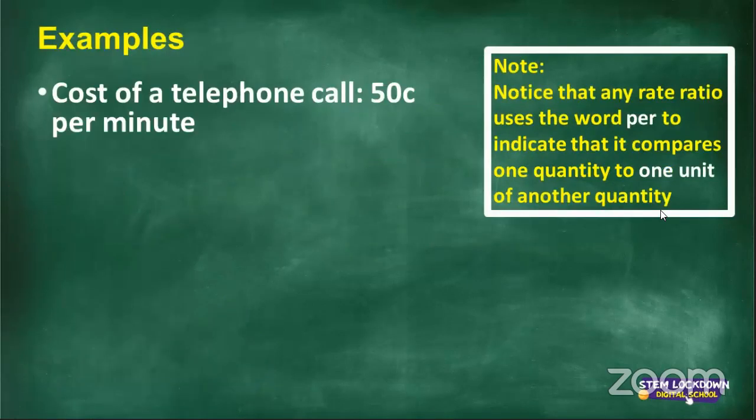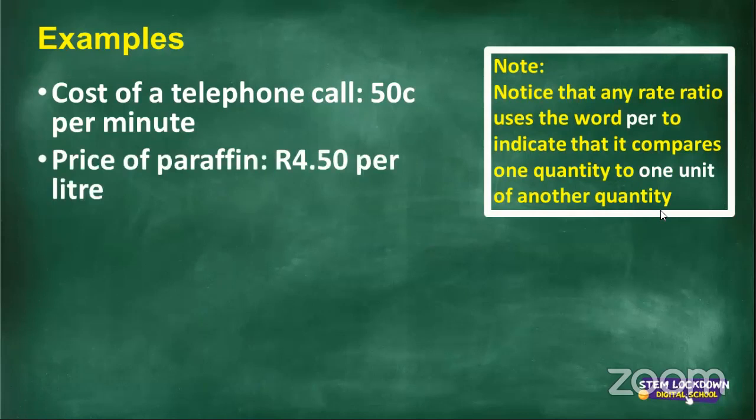These are the examples. Cost of a telephone call, what's the rate of that? This is an example, ne? It would be like 50 cents per minute. Price of paraffin would be 4.50 per liter, because paraffin would usually be sold in liters, and then there's a unit price for each liter. So you'd pay 4.50 for 1 liter of paraffin. So if you were to buy 10 liters of paraffin, it would be 4.50 multiplied by 10. Ne? Same as with the 50 cents per minute.